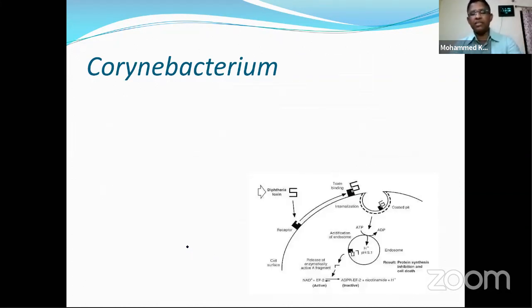As you can see in the pic displayed over here, this is the diphtheria toxin, this is a receptor, and this goes inside. This is acidification of the endosome. What's happening? Elongation factor 2 becomes inactive through NAD. Finally, the entire protein synthesis gets inhibited and the cell dies.